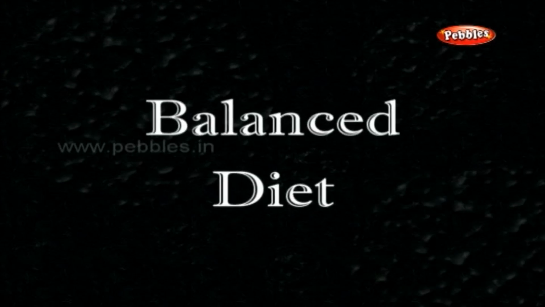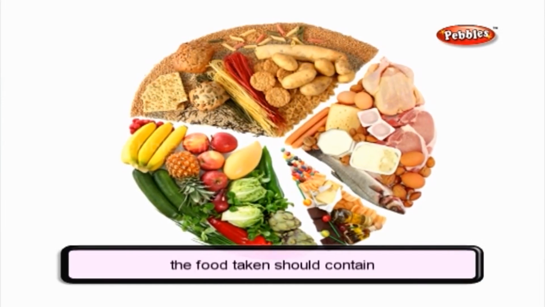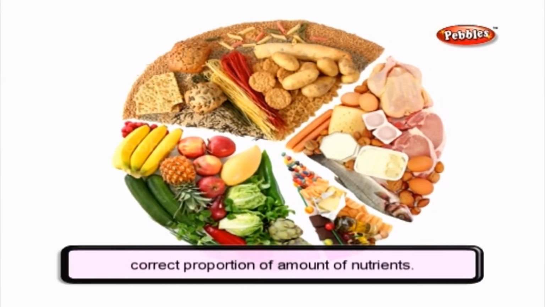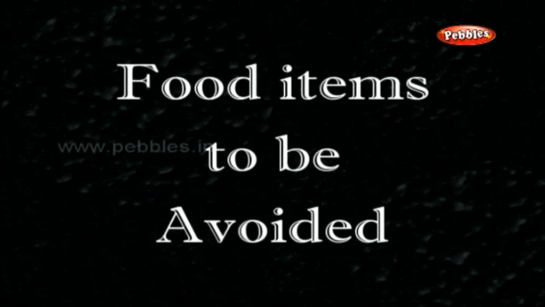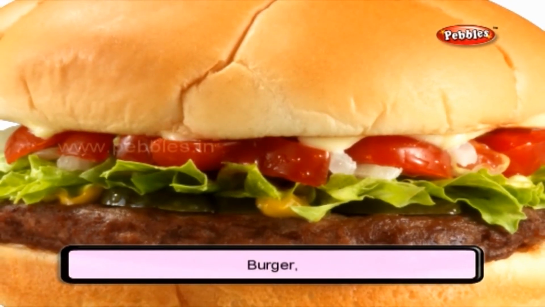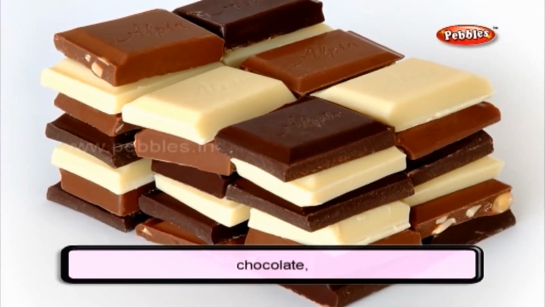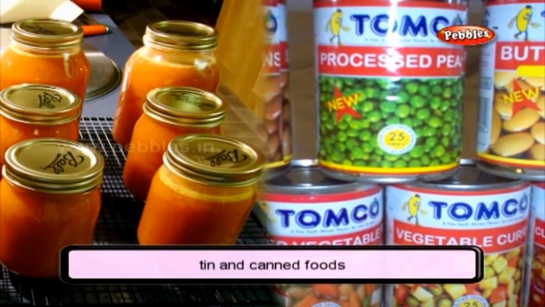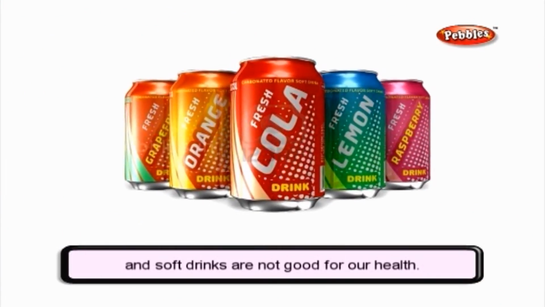Balanced diet. Based on the age and work, the food taken should contain correct proportion of amount of nutrients. This is called balanced diet. Food items to be avoided: burger, pizza, chocolate, tin and canned foods, and soft drinks are not good for our health.